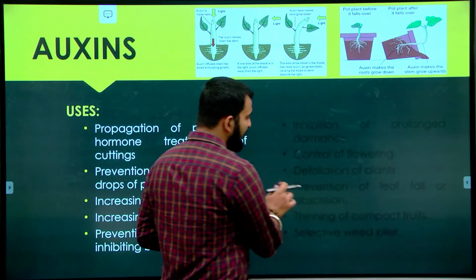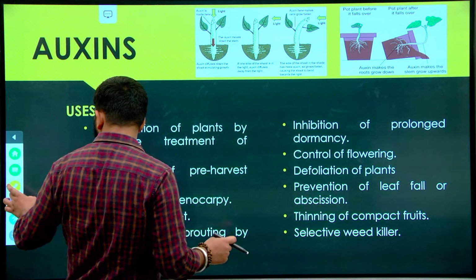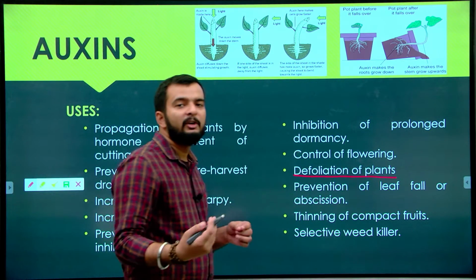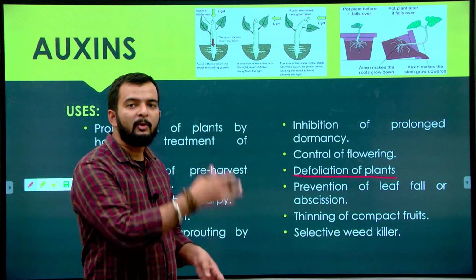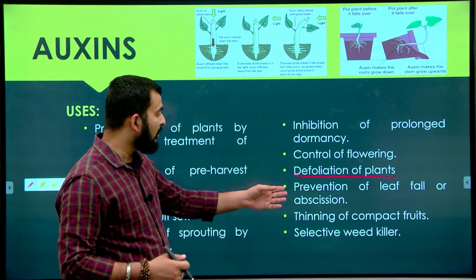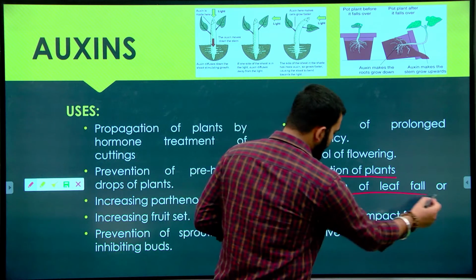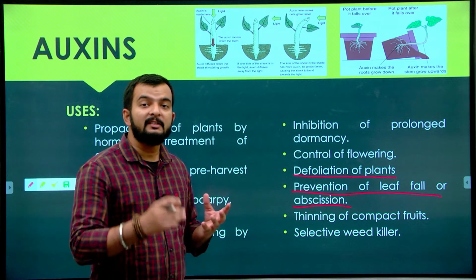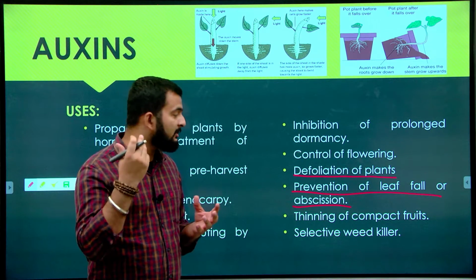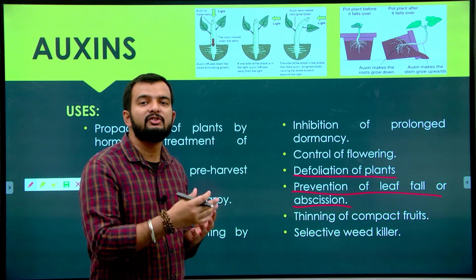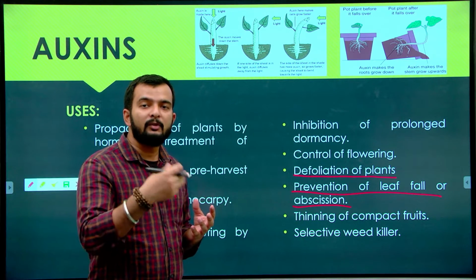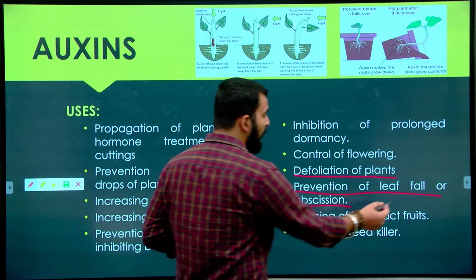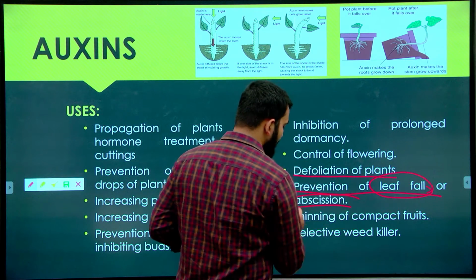So under defoliation of plants, it prevents defoliation, that is, your leaves will be formed on the single stem. Then there is prevention of leaf fall and abscission. So it prevents leaf fall, that is the abscission, the point at which the fruit is attached to the tree, that dries out and your fruit falls. Similarly for leaves also, it will prevent that leaf fall and abscission, right.